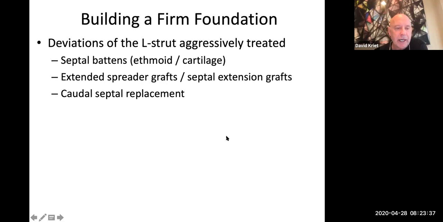The other kind of treatment up the ladder would be a caudal septal replacement. And that's, you simply remove that area, you find a new straight piece of cartilage and you recreate that.